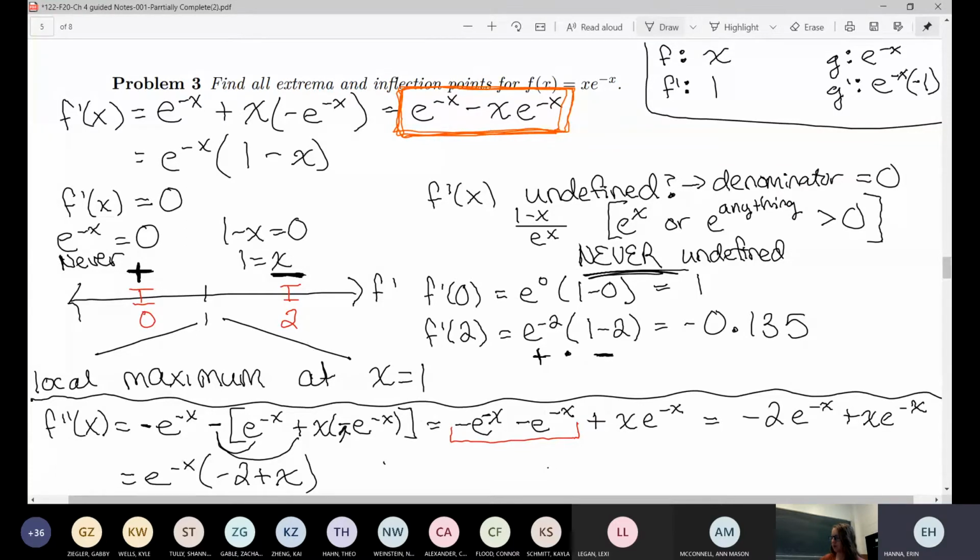And now I'll scroll down a little bit. Well, hold on a couple seconds. So we've found our second derivative.